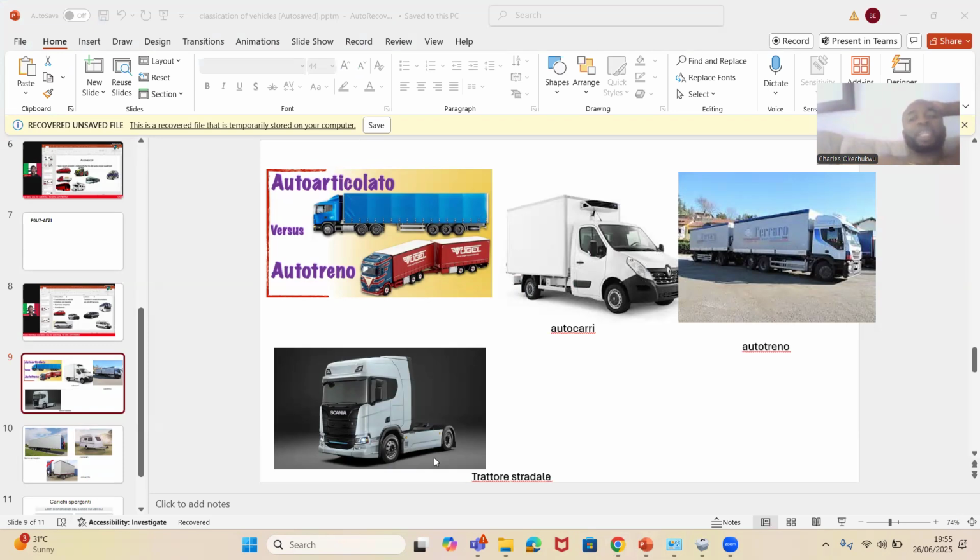Now you know what is called a trattore stradale. A trattore stradale carrying a container is called autocarro. See, this is an autocarro pulling a container. What's an autotreno? Autotreno is an autocarro pulling a container in the back. Simple, guys. Now let us enter into the family of containers.